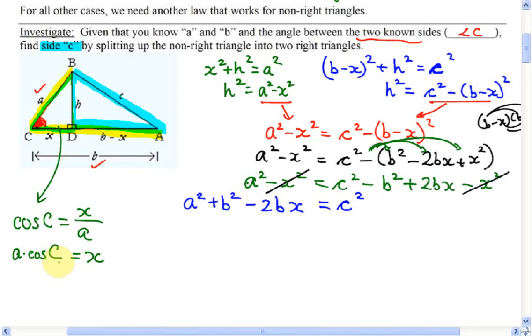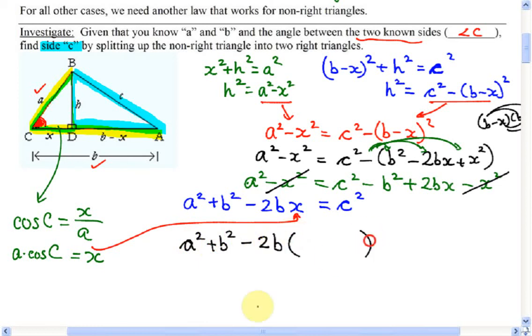And can you see what I'm trying to do next? Oh, I get it. Plug it in. And look what you're going to get: a squared plus b squared minus 2 times b, and instead of x, I'm going to replace that with a cosine of angle C, and this is supposed to equal c squared. And for those of you who remember cosine law from last year, guess what? This is pretty much it.